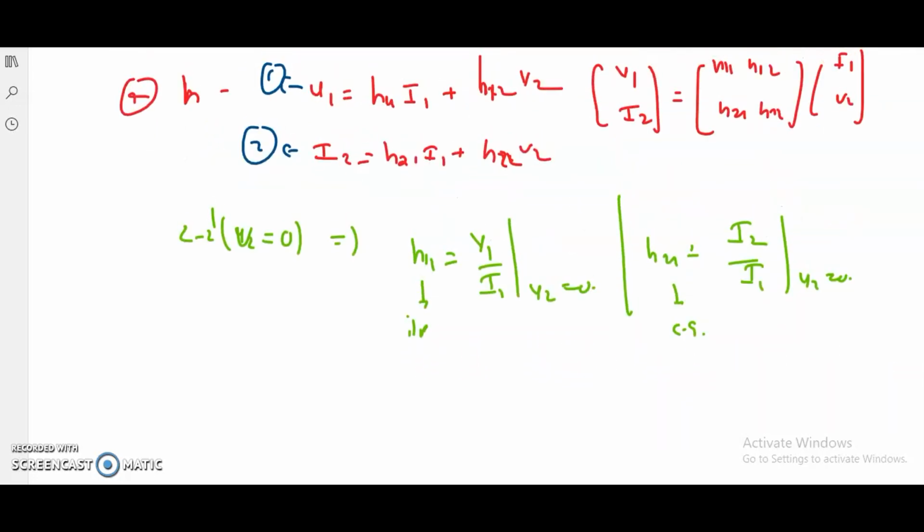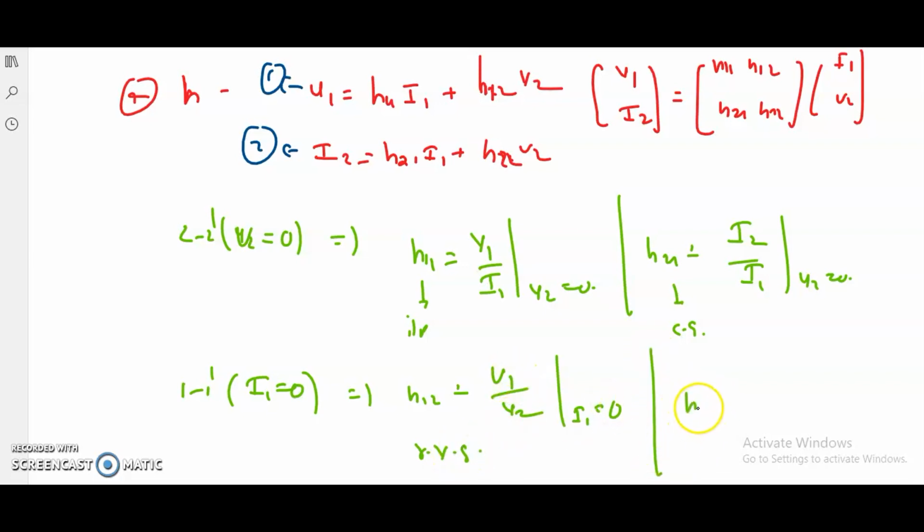And in the same case, if I make the input port or the input terminals 1 and 1 dash an open circuit, then I1 becomes equal to 0. Then H12 is equal to V1 by V2 for I1 is equal to 0. So V1 by V2 is nothing but the reverse voltage gain. Because output voltage divided by input voltage is the voltage gain, but input voltage divided by output voltage is the reverse voltage gain. And the next one, H22 becomes equal to I2 divided by V2 at I1 is equal to 0.